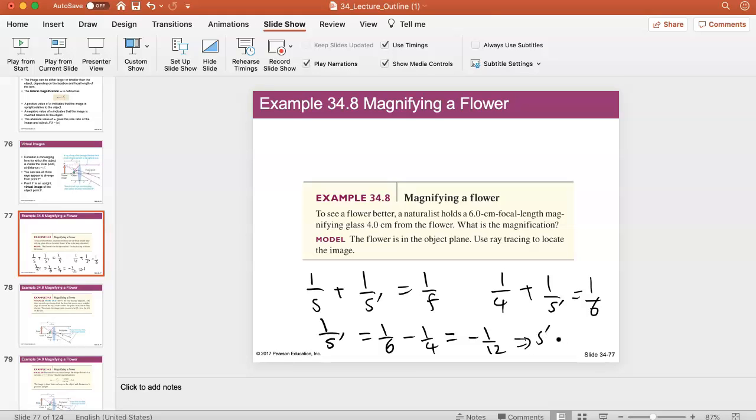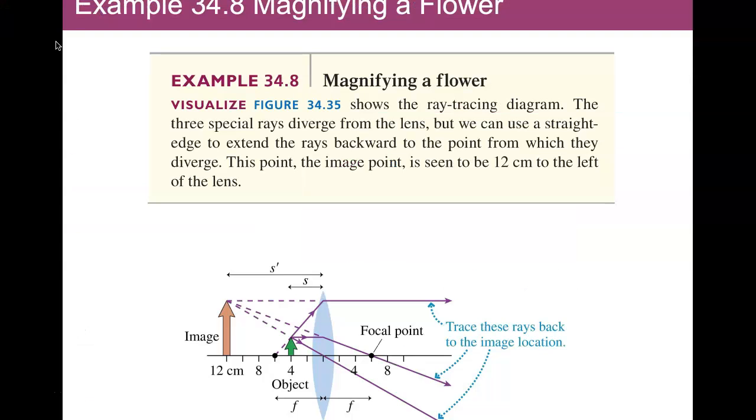So s prime becomes minus 12 centimeters. So that means that the image is virtual. It's on the same side as the object. It's a consequence of tracing back the physical rays, not a place where physical rays actually converge. And the magnification is going to be m is minus s prime over s. So it's going to be 3. So the image is 3 times bigger. It's not inverted. It's a positive. M is a positive number.